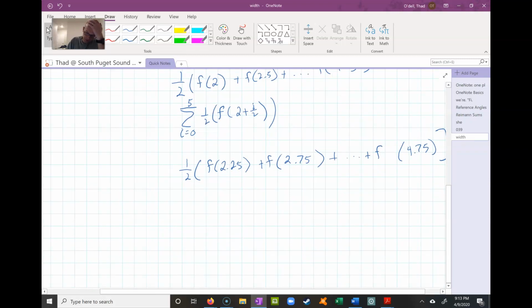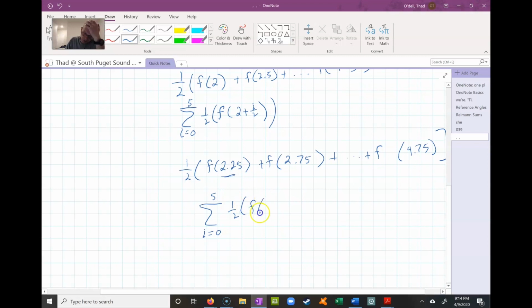So if we're going to use sigma notation to do that, this is going to be 1/2, and in this case I runs from, now I could start with 0 or 1, it doesn't matter. I just have to make sure that the first thing I plug in is going to be the right number, this 2.25. So let's let I equal 0, and then we'll have to go to 5.